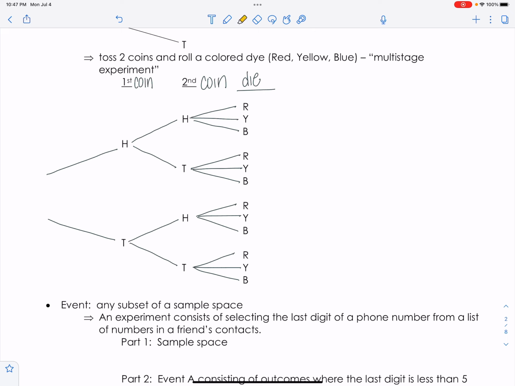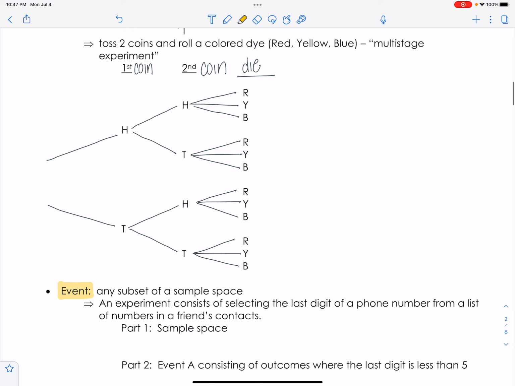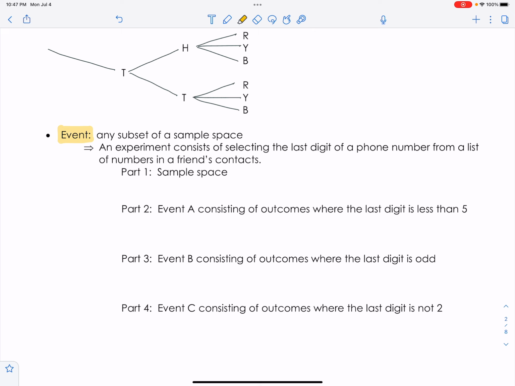And then another definition, we've got this term event. An event is any subset of the sample space. So my sample space may be rolling a die: 1, 2, 3, 4, 5, or 6. My event may be, okay, how many even numbers could you roll? Well, that event would be 2, 4, or 6. So an event is a very specific example of the broad sample space.